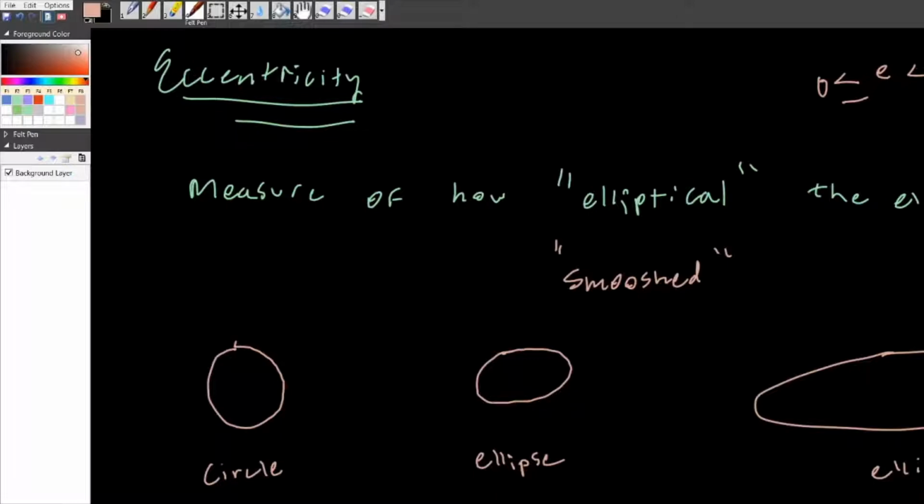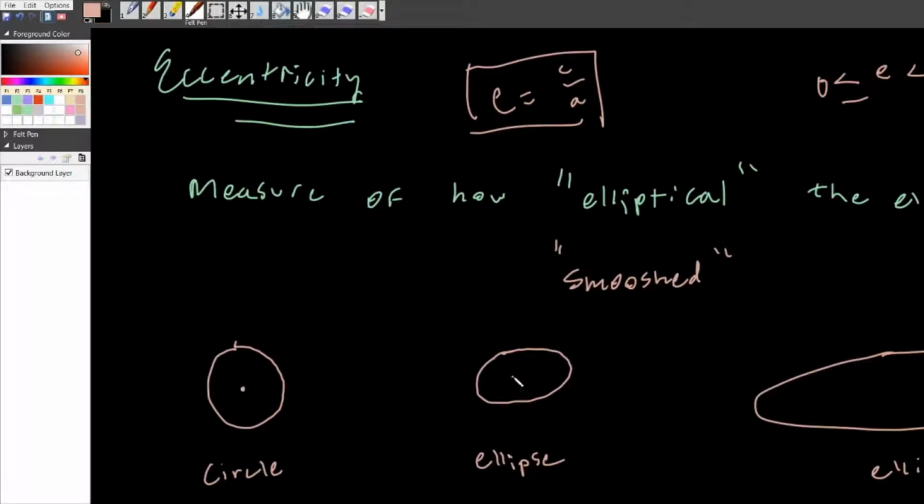Any questions about eccentricity? Does this make sense? I hope it does. And so eccentricity is also given as, we have a formula here, E equals C over A. It's the proportion between the focal length and the major axis length. Well, half of the major axis length. Notice here, on a circle, the focal length is 0. That's why E equals 0.